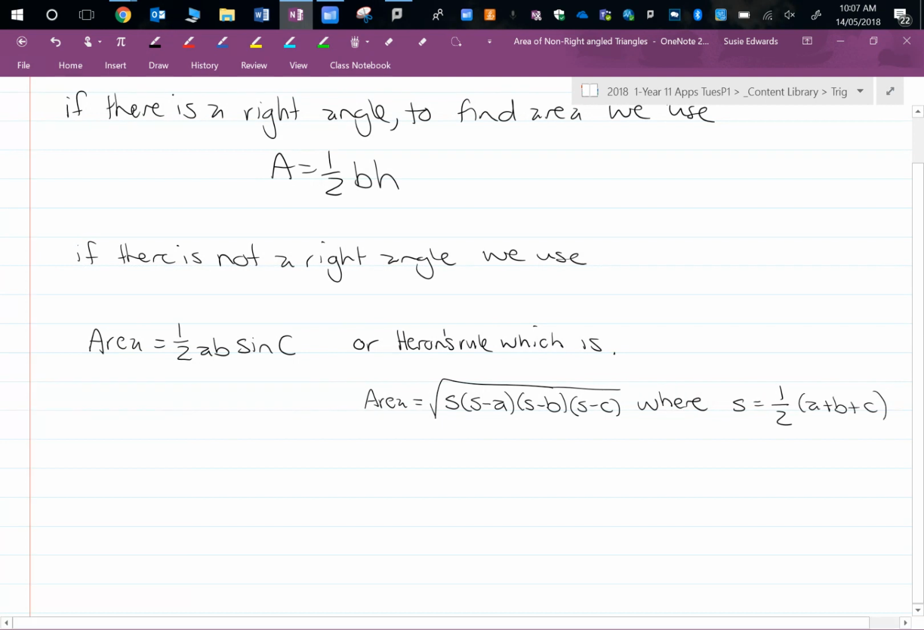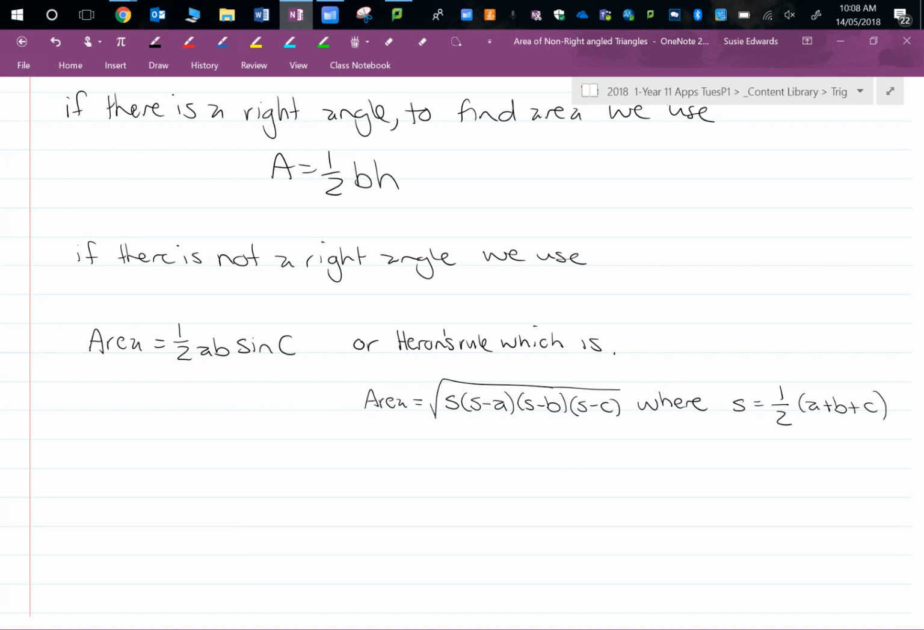The first one's way easier. The first one I would almost always use, unless I specifically said use Heron's rule. However, end of semester exam last year, use Heron's rule. And I went, what? I can't even remember it. But I found it on the formula sheet and it's all good. So both those formulas are exactly how they're written on the formula sheet. Okay, so as long as we know how to use them, we should be fine.